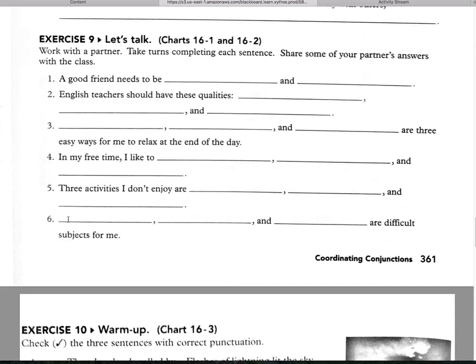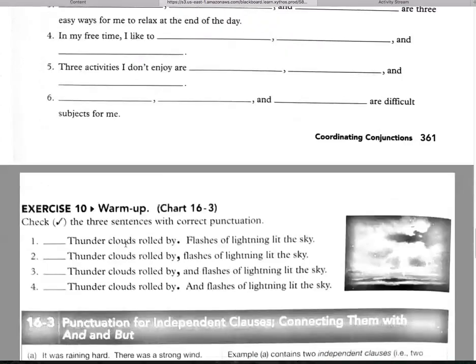And number 6. Number 6, grammar is not an option for a correct answer, okay? Blank, blank, and blank are difficult subjects for me. So you might say, geometry, chemistry, and physics are difficult subjects for me. Or biology, history, and speech are difficult subjects for me. Three nouns.